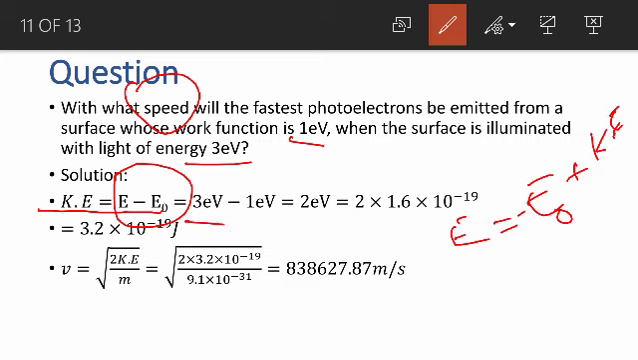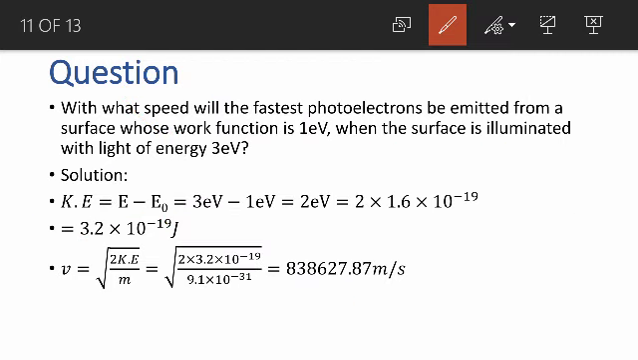And your E is 3 electron volts minus 1 electron volt, which gives us 2 electron volts. But we need it in joules if we are to find velocity. Since the SI unit of velocity is meter per second, we must convert this electron volt to joules, and to do that we multiply by 1.6 times 10 to the power minus 19. So the value for kinetic energy is 3.2 times 10 to the power minus 19 joules.